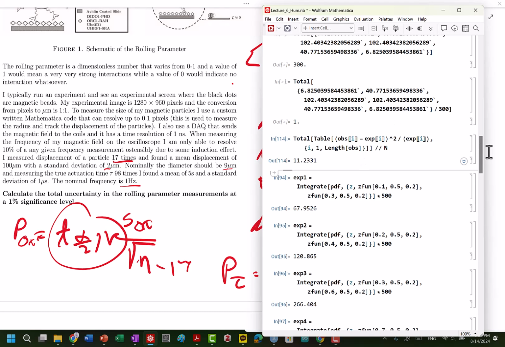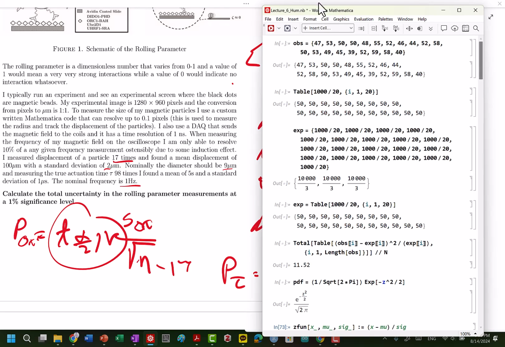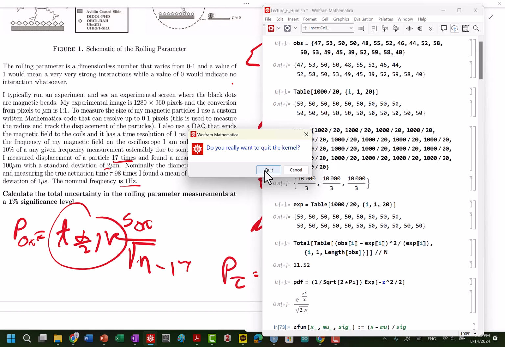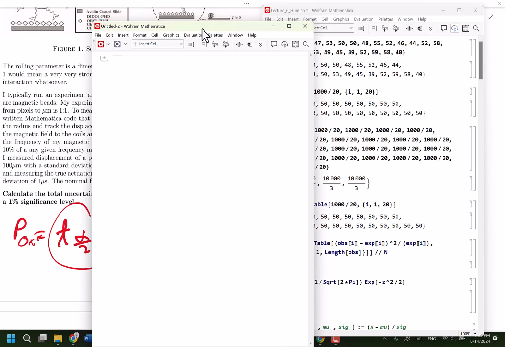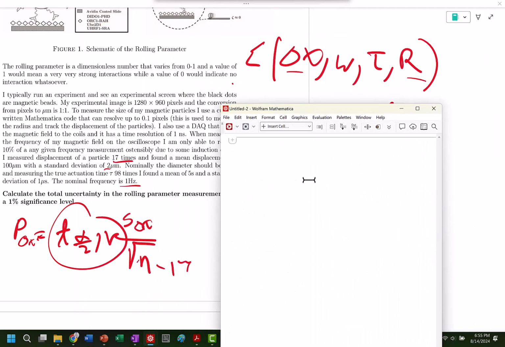So I'm going to actually write out all these values, and we're going to do square root of the bias, all that good stuff. So actually, I'm going to quit my kernel here because we've been defining lots of things. So let's go over here. I'm going to define my expression. So RP is going to be equal to del x divided by 2 times pi times r times omega times tau.